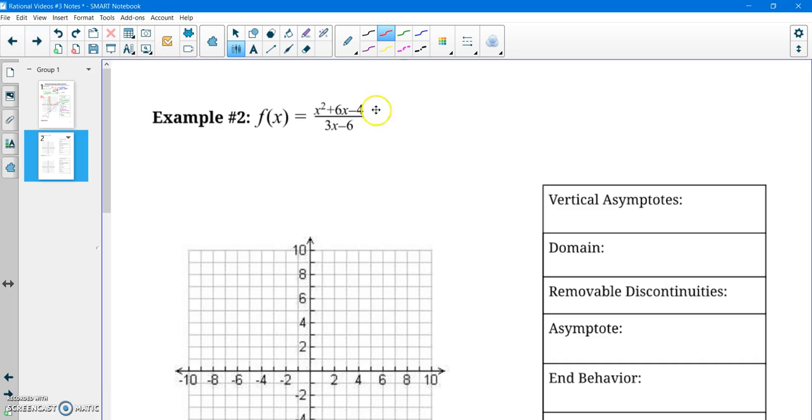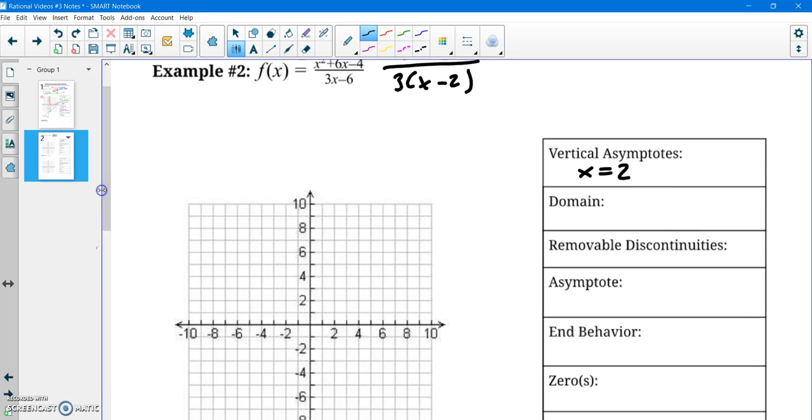Okay. So I'm going to factor. What multiplies to -4 and adds to 6? Nothing. The numerator doesn't factor. x equals 2 is my vertical asymptote.